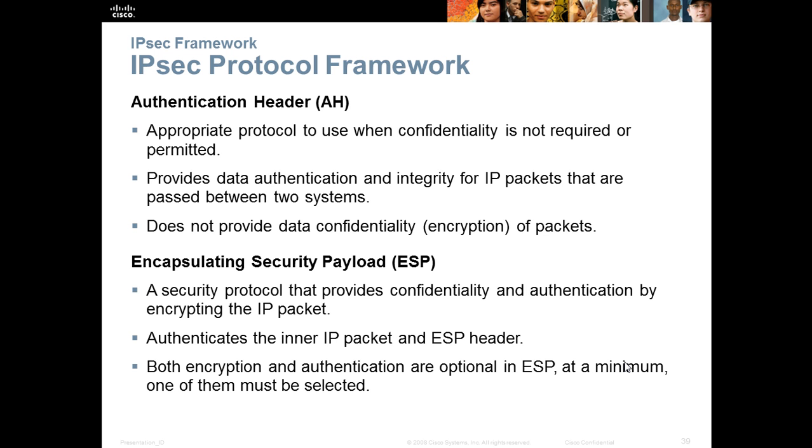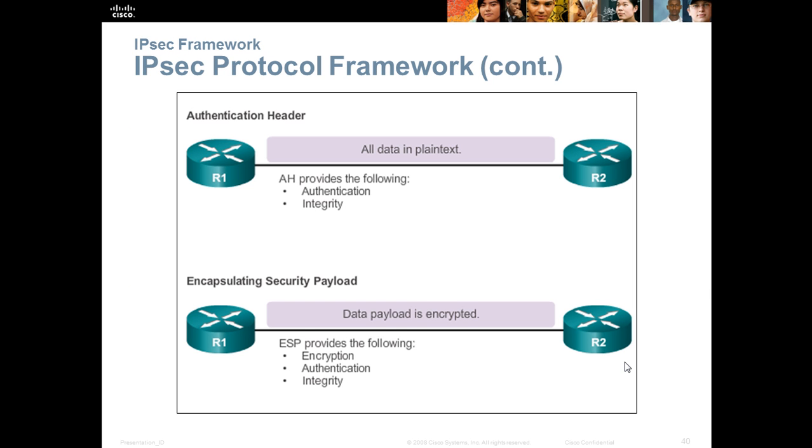ESP, or Encapsulating Security Payload, is a security protocol that provides confidentiality and authentication by encrypting the IP packet. ESP authenticates the inner IP packet and ESP header. Both encryption and authentication are optional in Encapsulating Security Payload. At a minimum, one of them must be selected. This is how the IPsec protocols communicate with their peer: Authentication Header provides authentication and integrity, and Encapsulating Security Payload provides encryption, authentication, and integrity.